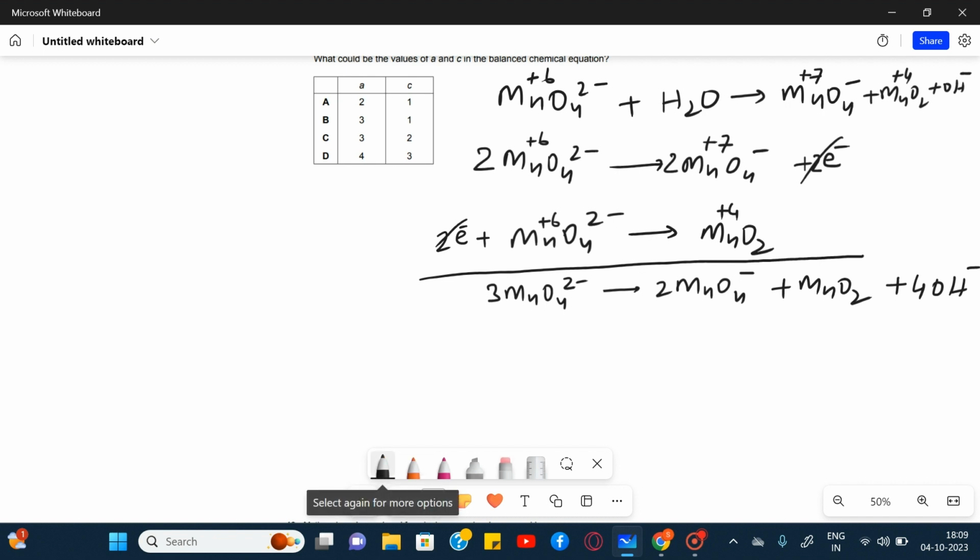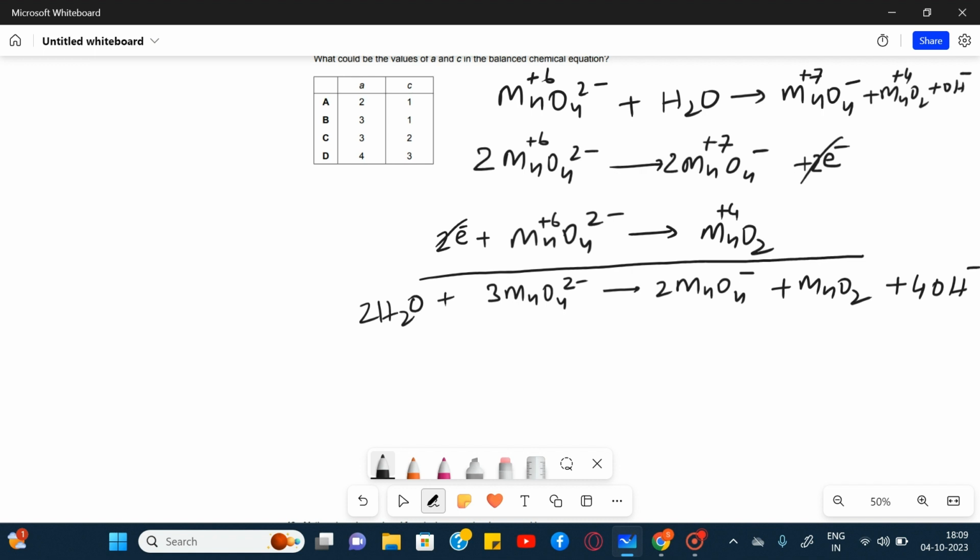Now let's look at the atoms. There are 3 times 4, 12 oxygens on this side. On the other side it is 4 plus 2 times 4, 8, and 8 plus 2 is 10, 10 plus 4 is 14. On this side it is 14, on this side it is 12, so I can add 2 water molecules. You can see that the hydrogen, 2 to the 4, has also been balanced, and all the species are balanced. So this is the required balanced equation.